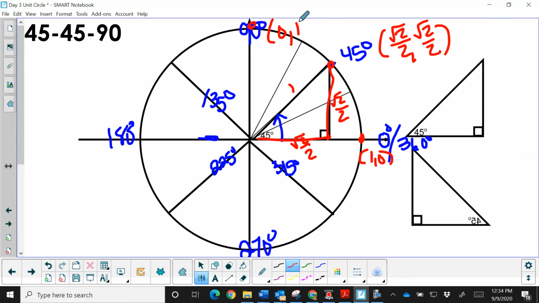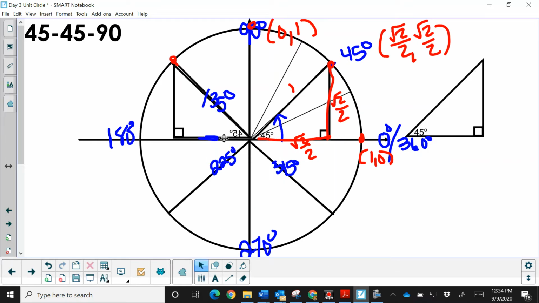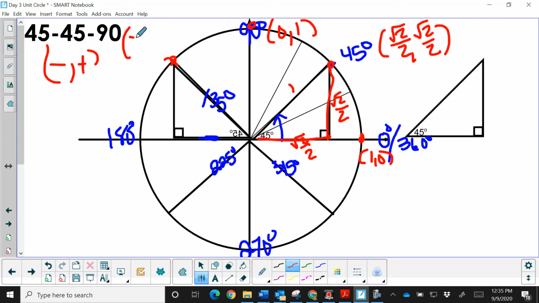We've already labeled it. Now what's going to happen over here? I'm going to take my 45-degree angle triangle, and I'm going to place it here. Well, the only difference between quadrant 1 and quadrant 2 is the signs. The signs are negative followed by a positive. So this position is negative root 2 over 2, positive root 2 over 2 for 135 degrees. And then of course we know 180 is negative 1, 0.